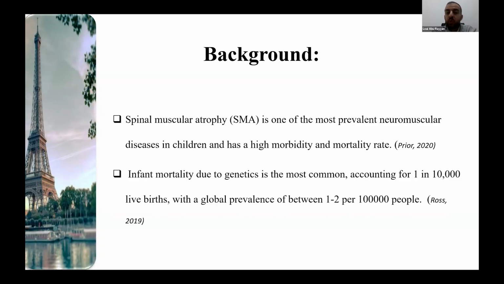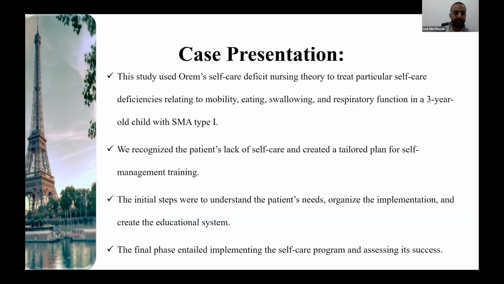Spinal muscular atrophy is one of the most relevant neuromuscular disorders in children and has a high morbidity and mortality rate. Most SMA children died. Infant mortality due to genetics is the most common, accounting for 1 in 10,000 live births, with a global prevalence of between 1 to 2 per 100,000 people.